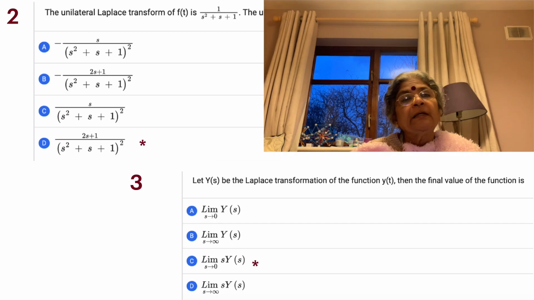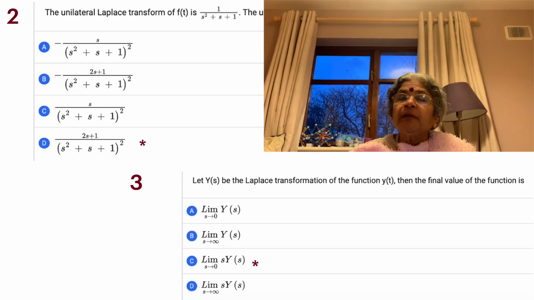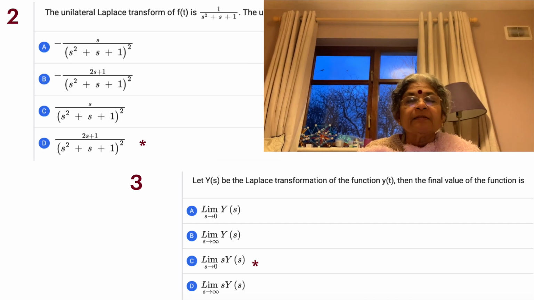If you have F(s) multiplied by s, that's the first step. When you take the limit as s goes to infinity, you get the initial value. On the other hand, if you take the limit as s goes to 0, you get the steady state value, or the value at infinity, f(infinity). So in this case, Y(s) is the Laplace transform, and you are supposed to find the final value. So you multiply Y(s) by s and allow the value of s to go to 0. Option C explains the final value theorem.